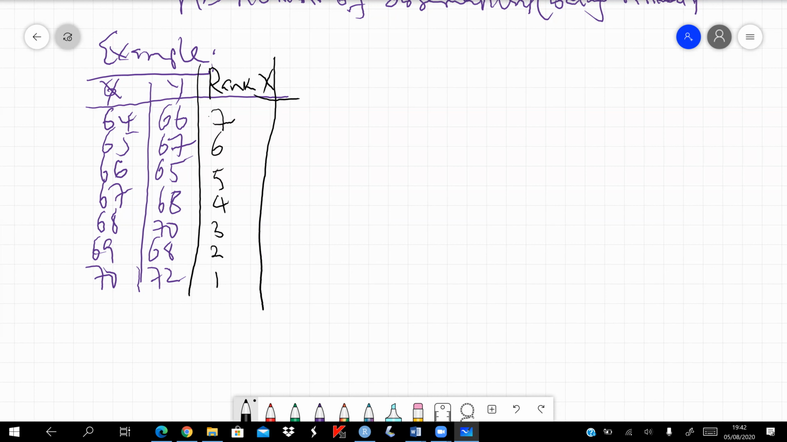If you rank the other way around, there's no problem. If I rank them the other way around, there will be no problem, but I have to rank the same way. So I also come here and rank Y. I want to rank the marks of Y.